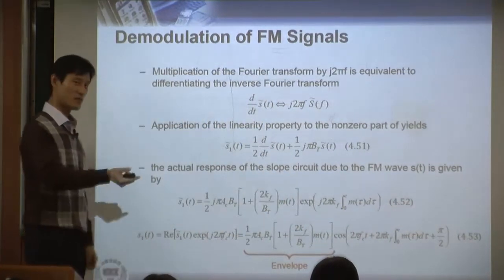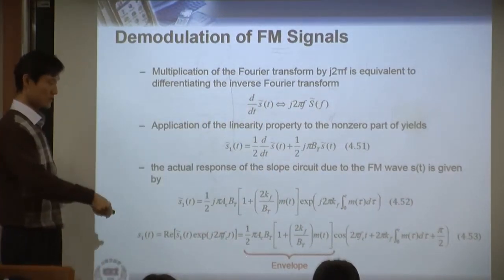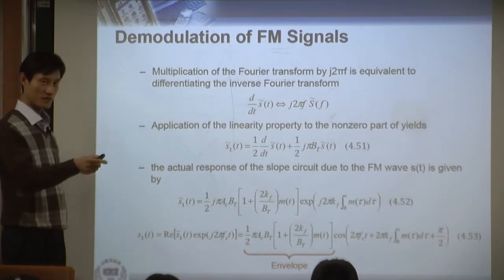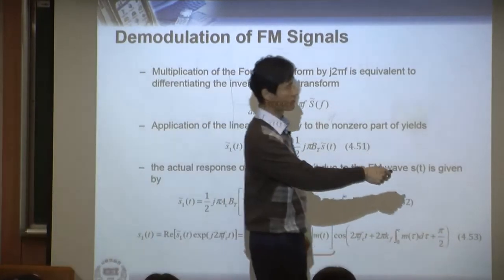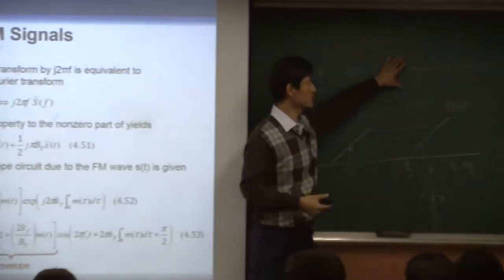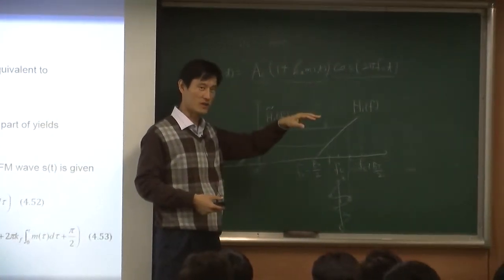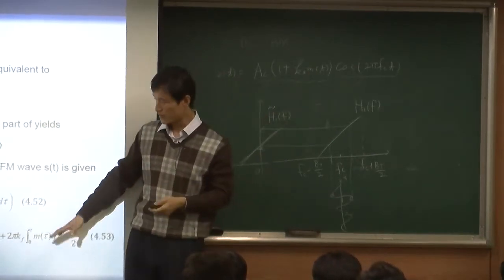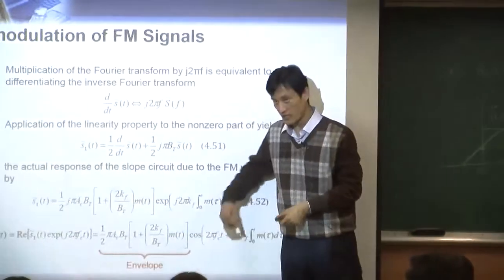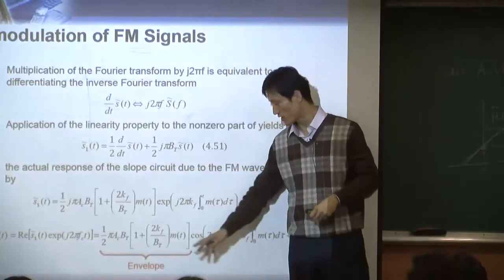Now what is the next step? Put this signal into an envelope detector, the same as what we did before. We did that before, right? We put this signal into an envelope detector, and then you get m(t) back. Same here. Once you get here, put this into the envelope detector, and we can recover m(t).